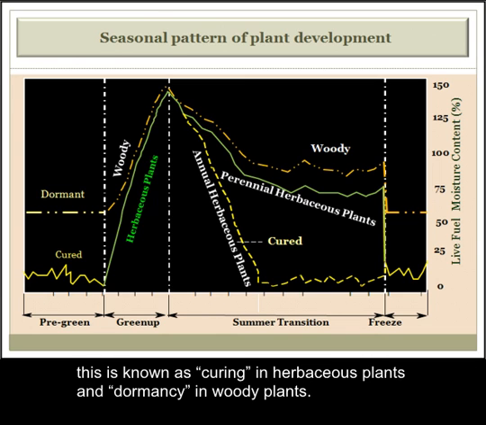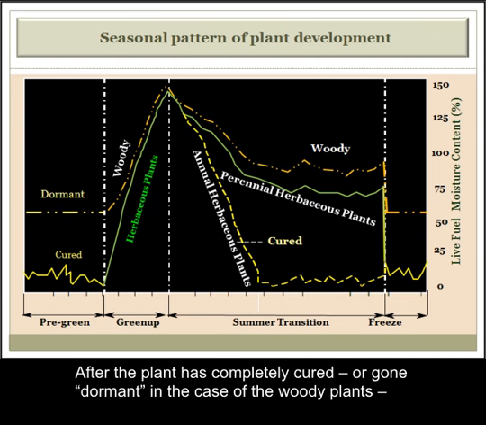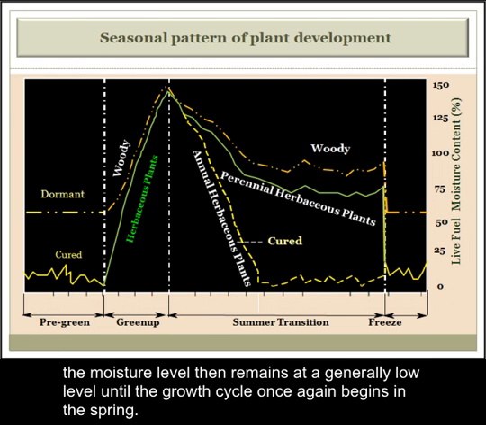This is known as curing in herbaceous plants and dormancy in woody plants. After the plant is completely cured, or gone dormant in the case of woody plants, the moisture level then remains at a generally low level until the growth cycle once again begins in the spring.